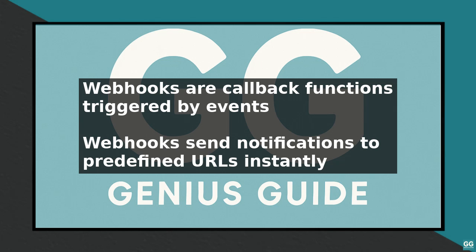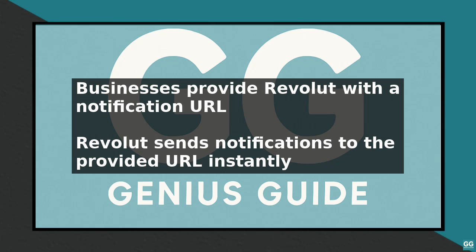To set up Revolut Webhook integration, businesses need to provide Revolut with a URL that will receive the notifications. This URL is typically a server endpoint that is designed to handle the incoming notifications. Once the URL is provided, Revolut will start sending notifications to that URL whenever a specific event occurs.